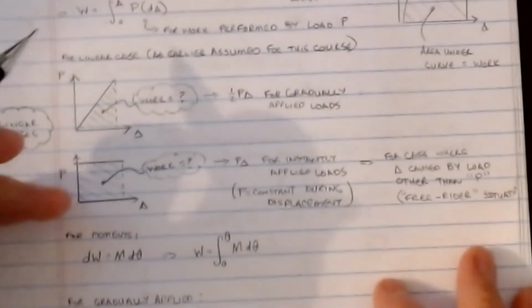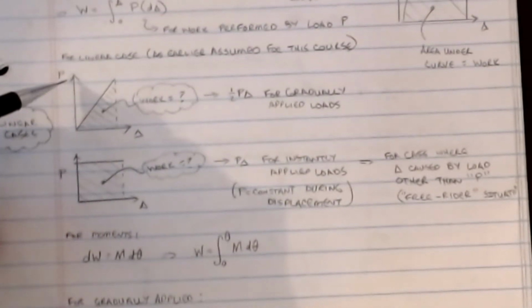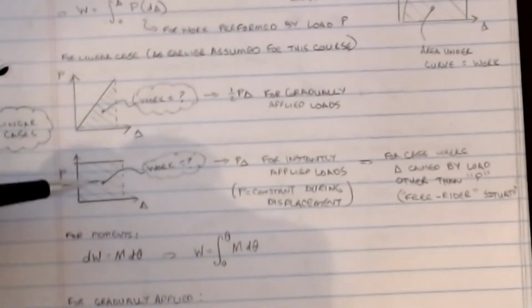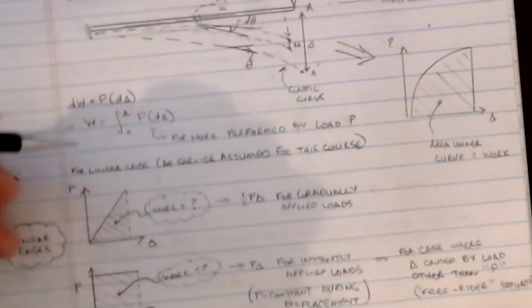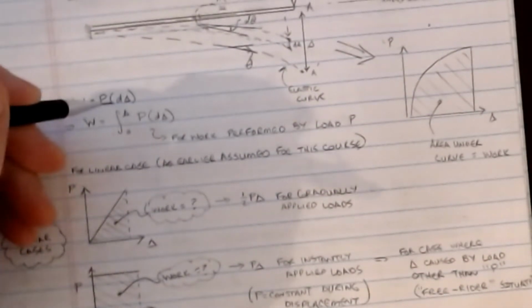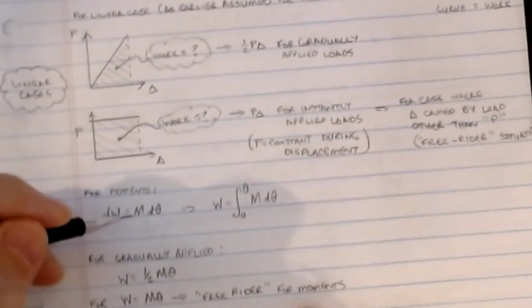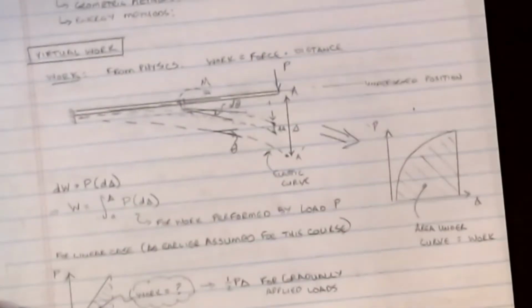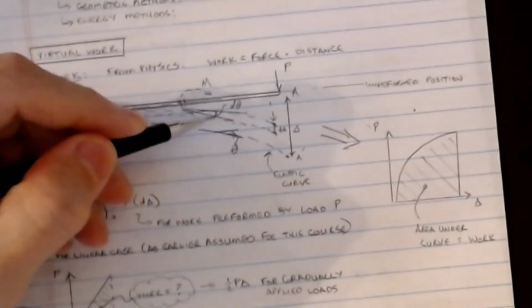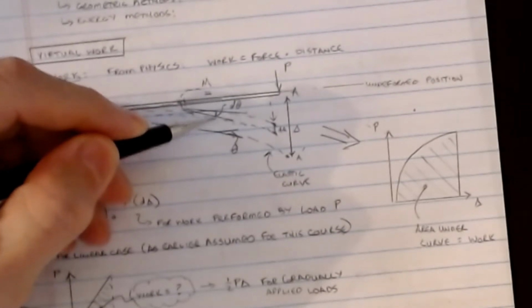Now, for moments, this is all fine and dandy if we have point loads, but what if we have moments? Well, there's another variation of this formula. The work increment is P times d delta. The work increment due to a moment is M times d theta. And d theta is the amount of rotation associated with just that one little element.